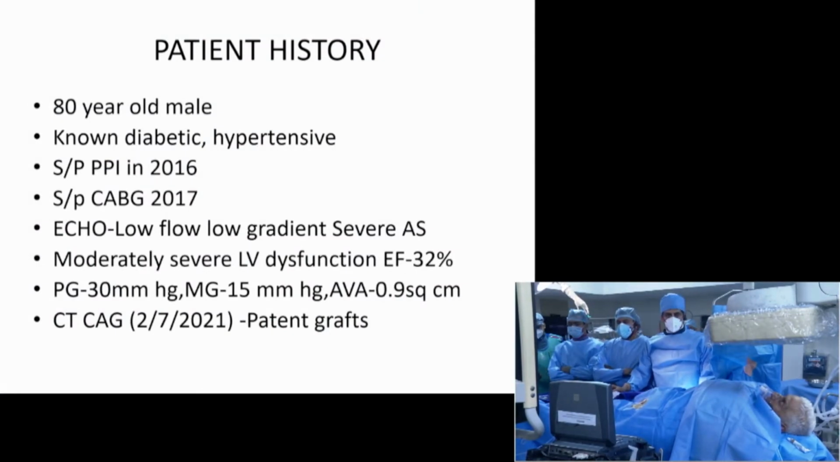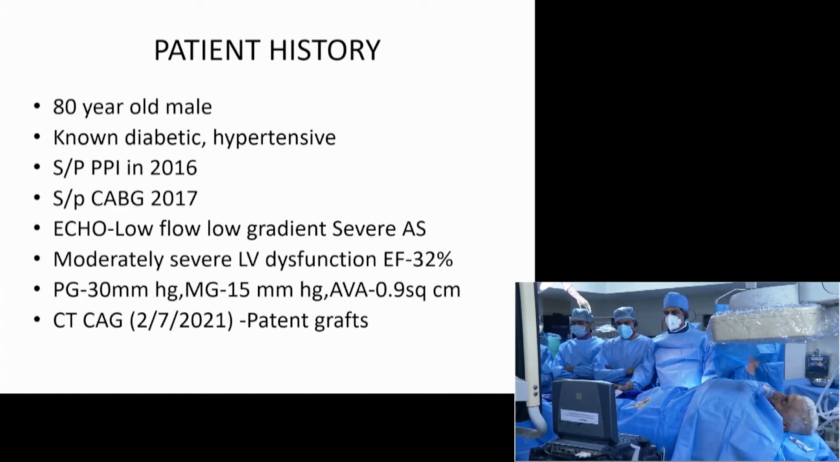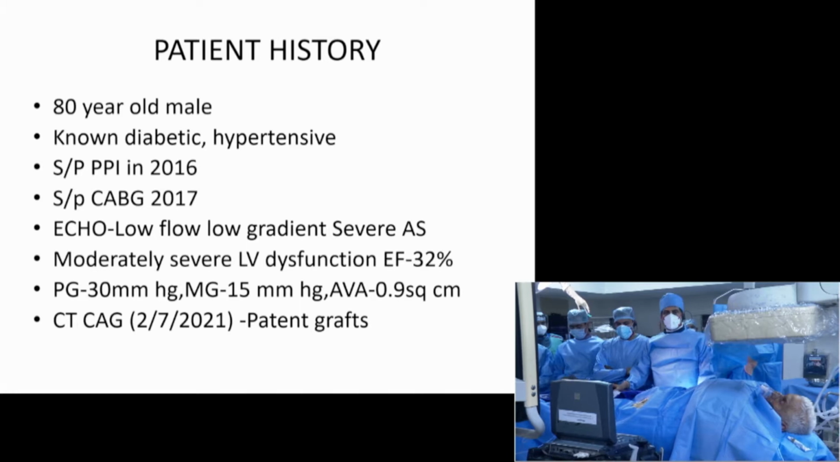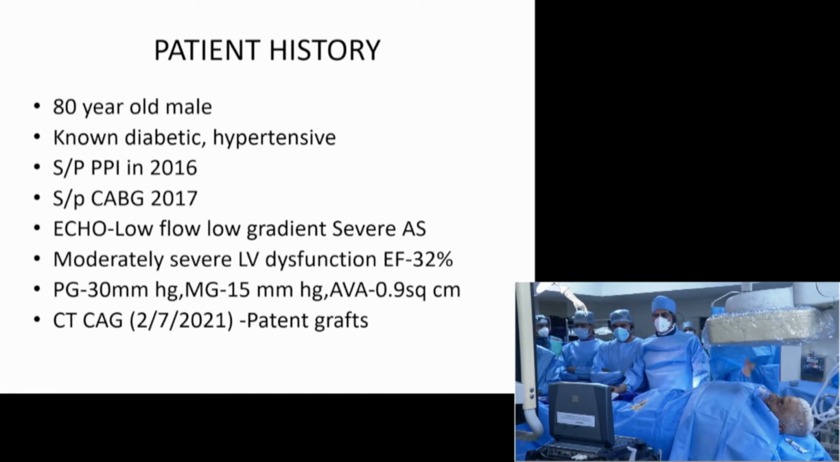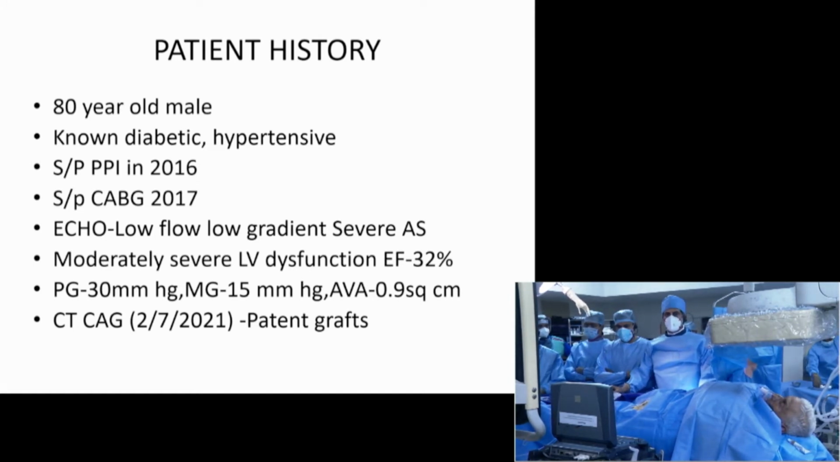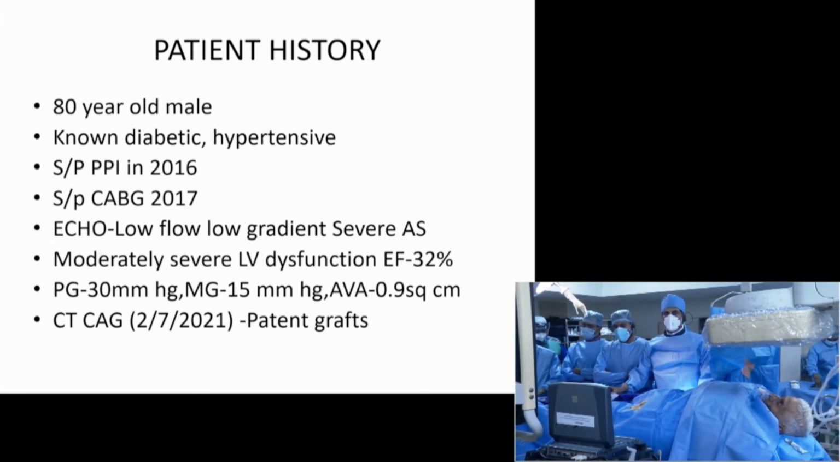So this is an 80-year-old gentleman who is a known diabetic and hypertensive, post bypass surgery, which was done in 2017. He also had a permanent pacemaker implantation 1 year earlier, prior to CABG. Presently he has come with breathlessness on exertion, class 3/4. It's progressively increasing, and on evaluation he was found to have severe LV dysfunction and a low gradient, hence was subjected to dobutamine echo, and was found to have significant aortic stenosis with LV dysfunction. So it's clearly a low flow, low gradient, severe aortic stenosis.